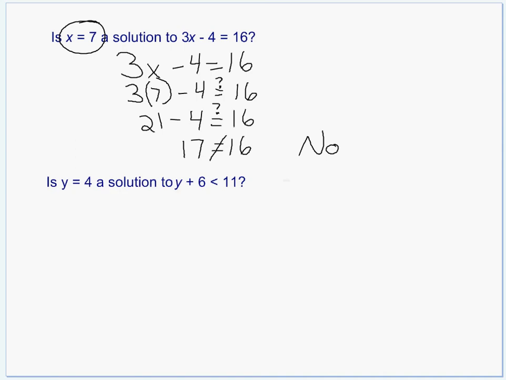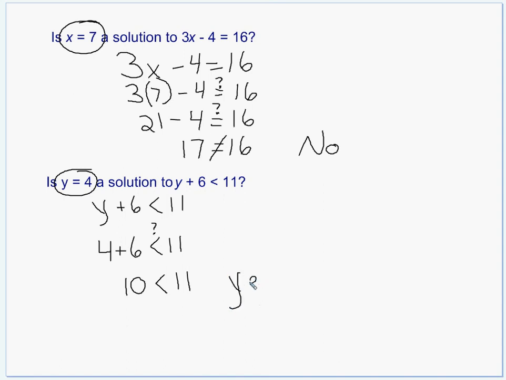Alright, in our last example, we have is y equals 4 a solution to y plus 6 is less than 11. So let's rewrite this. We have y plus 6 is less than 11. Okay, right? Substitute. We have 4 plus 6 is less than 11. Simplify. 4 plus 6 is, oh, you know what, I forgot my question mark. 4 plus 6 is 10. It's less than 11. Is 10 less than 11? It is every time I've checked. So yes, that is a solution.